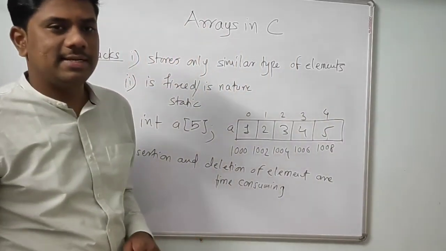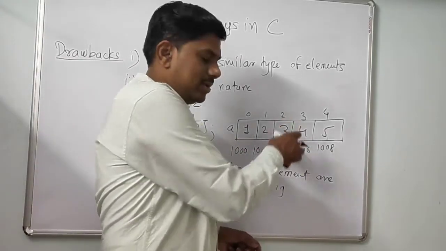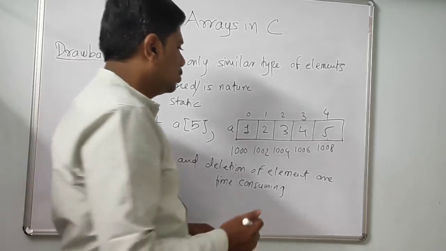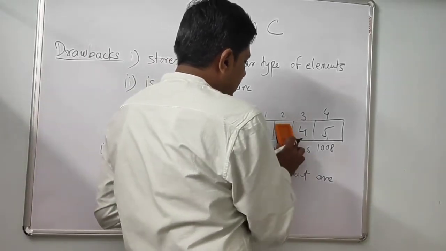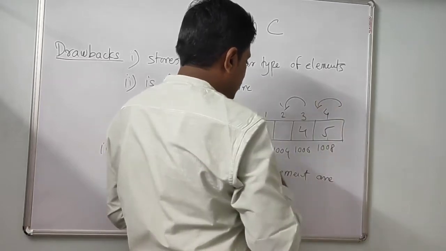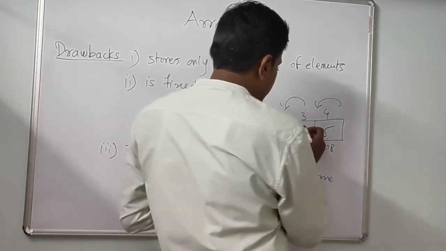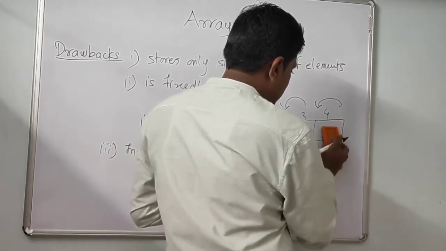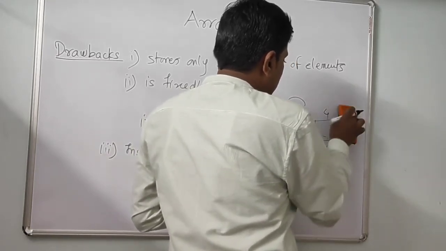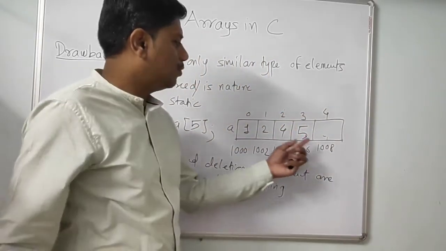Suppose these are the elements present in my array: 1, 2, 3, 4, 5, and now I need to delete the element 3. So what you need to do is delete this and shift the elements here. 4 you need to shift here, and then 5 you need to shift here. Now definitely only 4 elements are present there, to get the correct output 1, 2, 4, 5.